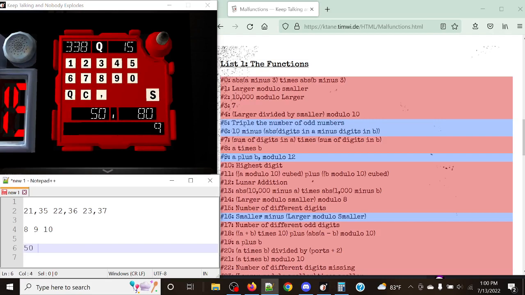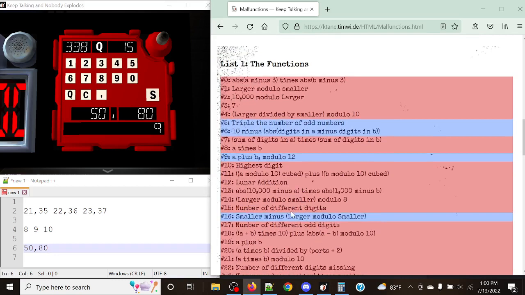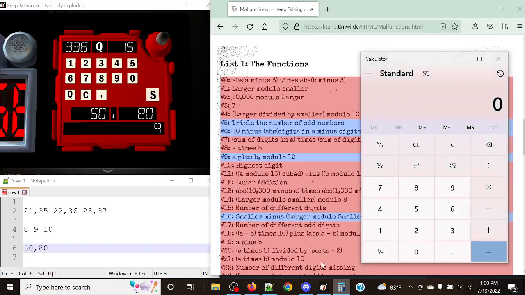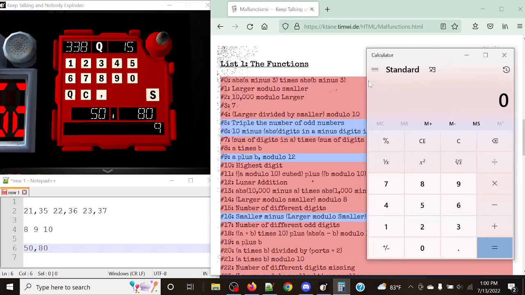Okay, interesting. 50 and 80. Now, I have reason to believe that what we have here is not a changing answer, but perhaps a changing query or perhaps a changing function here. So now what we want to do is focus on these. Smaller minus larger modulo smaller, which in this case actually still has the possibility of working here. I should have considered that.